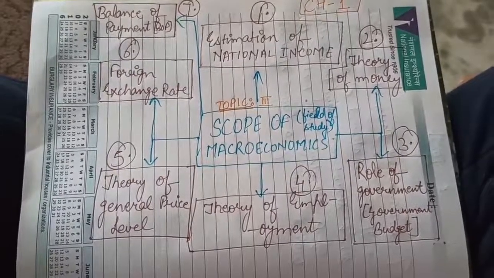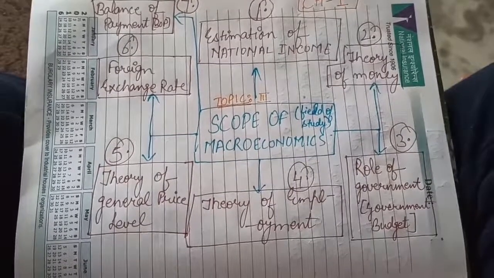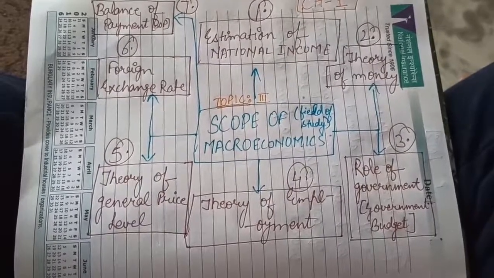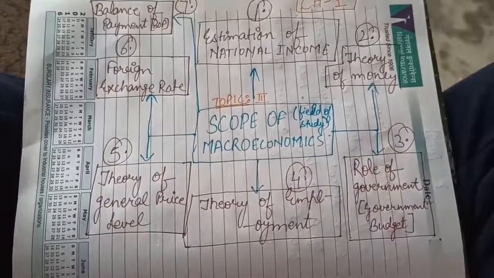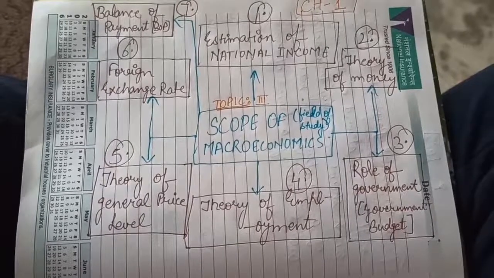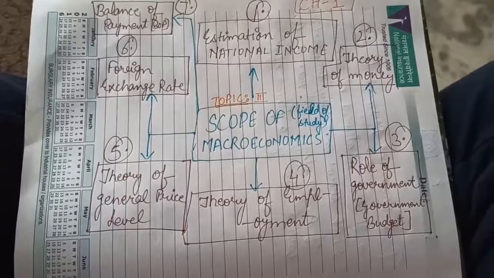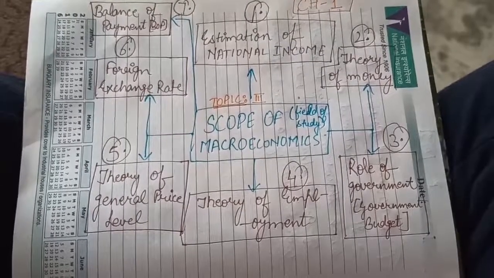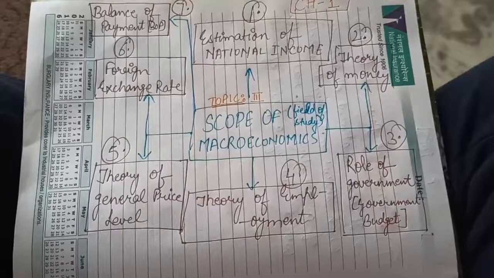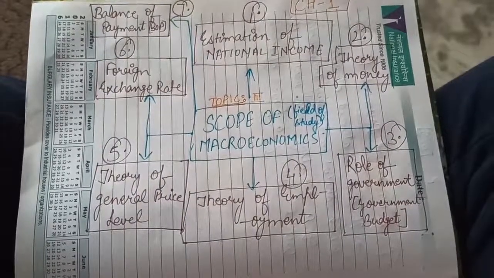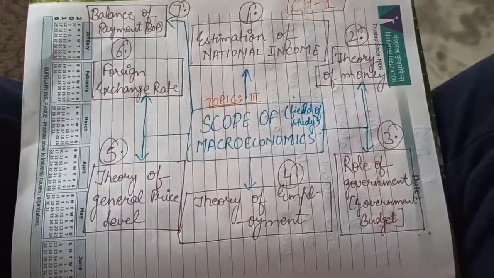Today I, Ankita, am going to explain the third topic of chapter number 1, that is the scope of macroeconomics. Firstly, you must know what we mean by scope. Scope basically means the field or the area of study, or you can say the topics which will be covered under macroeconomics. These are the 7 points which relate to the scope of macroeconomics: estimation of national income, theory of money, role of government or the government budget, theory of employment, theory of general price level, foreign exchange rate, and the balance of payments.